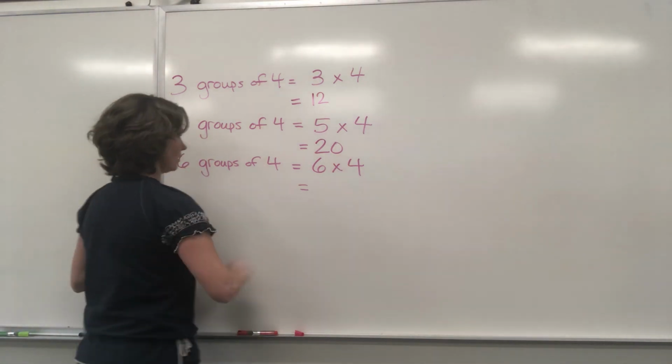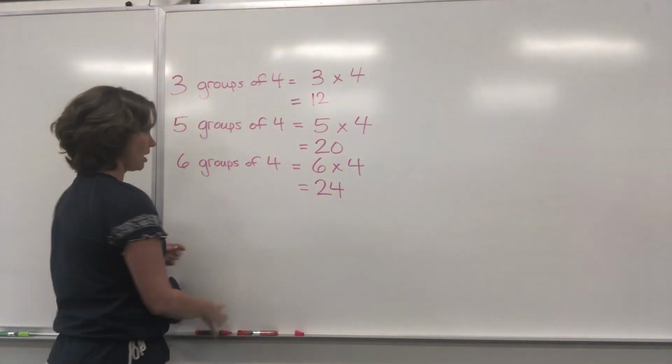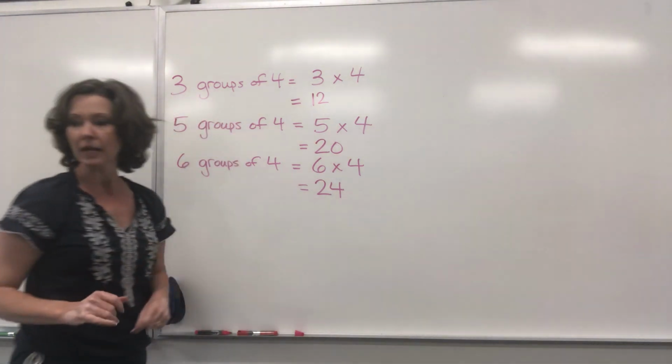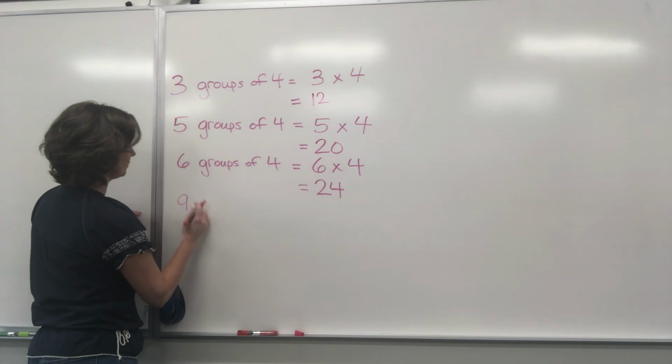You should have gotten 24. 4, 8, 12, 16, 20, 24. Okay, let's look at number 4. 9 groups of 4. Wow, that seems like a lot.